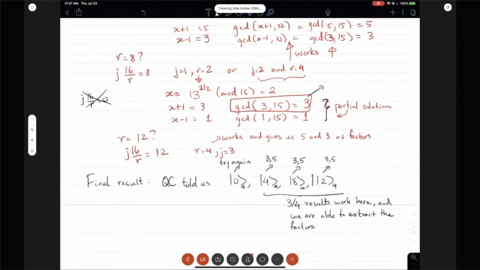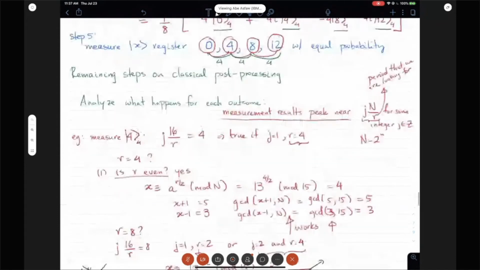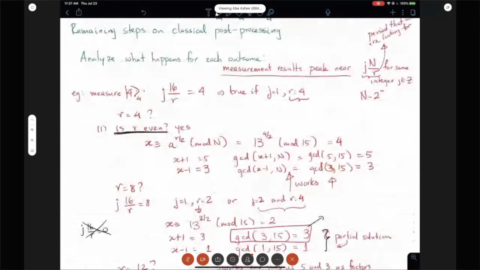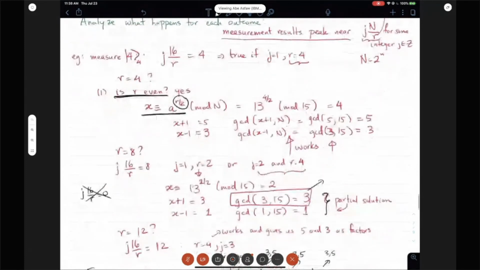Okay, so that's a good question. Let me take you to the rules that we wrote. If r is even, you can compute this value x that you need to find the factors, because you need an r over 2 in the exponent. That's the main problem that you're going to have. If r is odd, then you no longer have something that makes sense. That's why we're making sure that r is even before going into all of this. So I hope that answers that question.